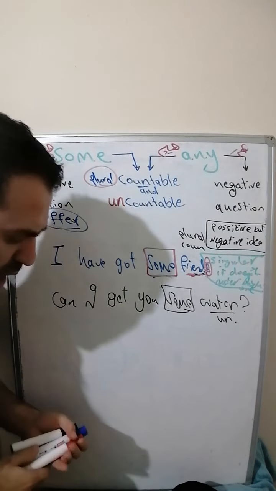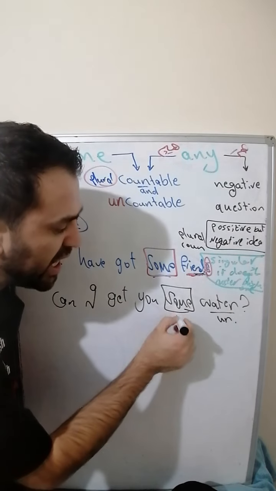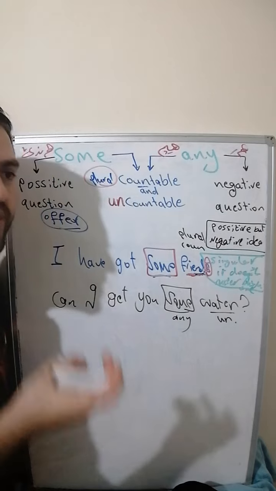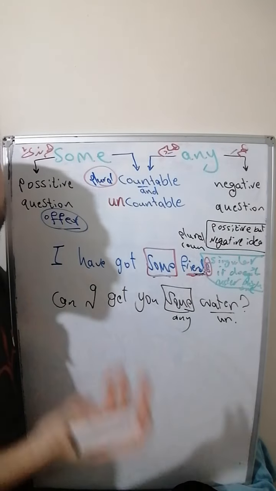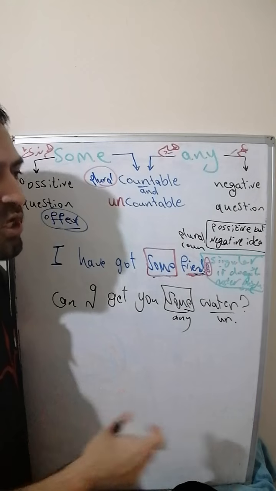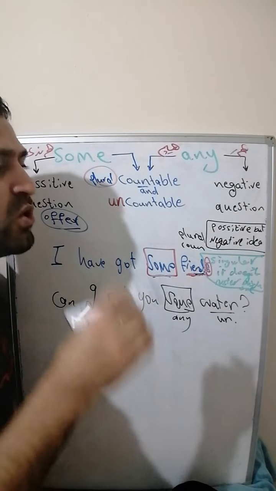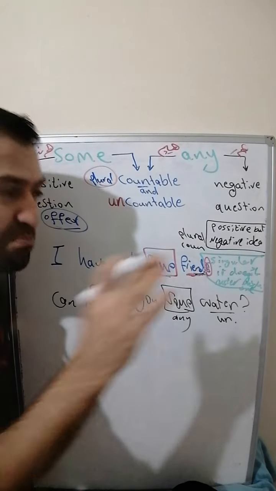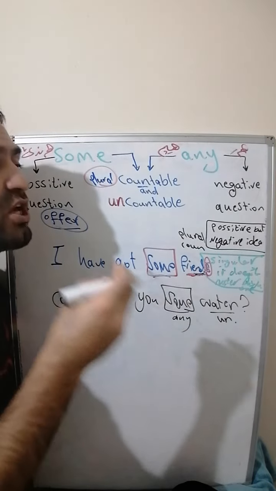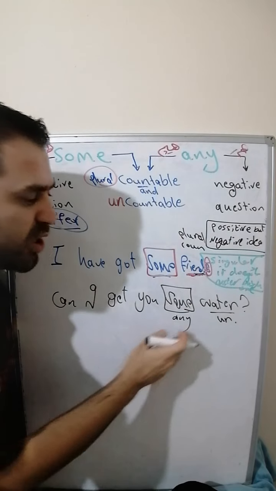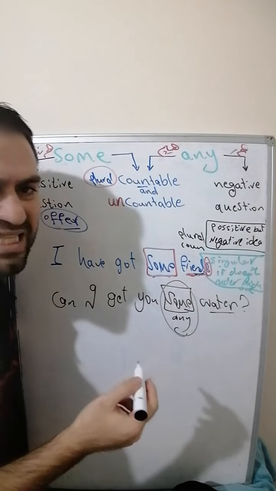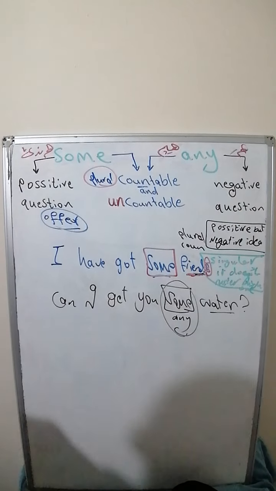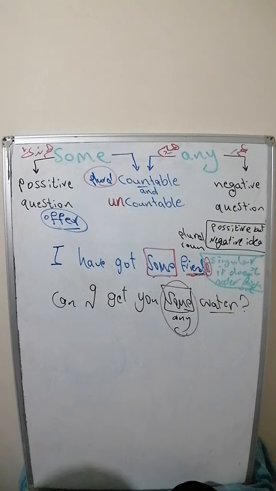But why didn't I say, can I get you any water? In this case, someone is coming to see me, and he came a very long way. He said, oh, that was a really long way to get here, it took me half an hour to arrive. It means that guy is definitely thirsty. He needs some water. That's why when I offer him, can I get you some water, I expect the answer will be yes. That's why I'm using some. To answer this question, he will definitely say yes, please.